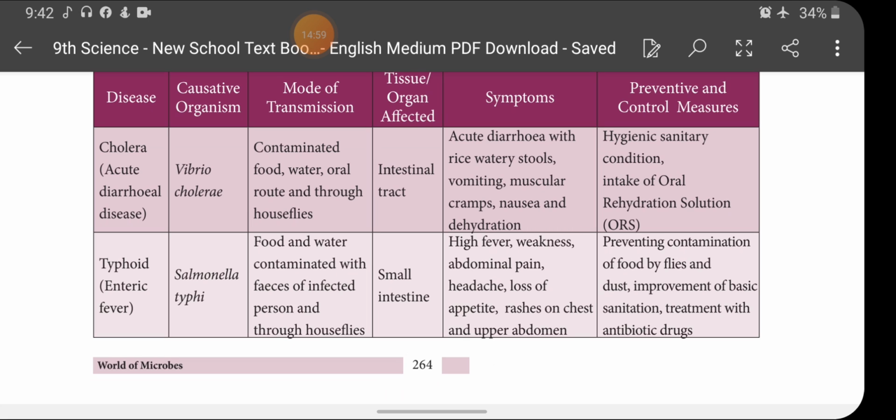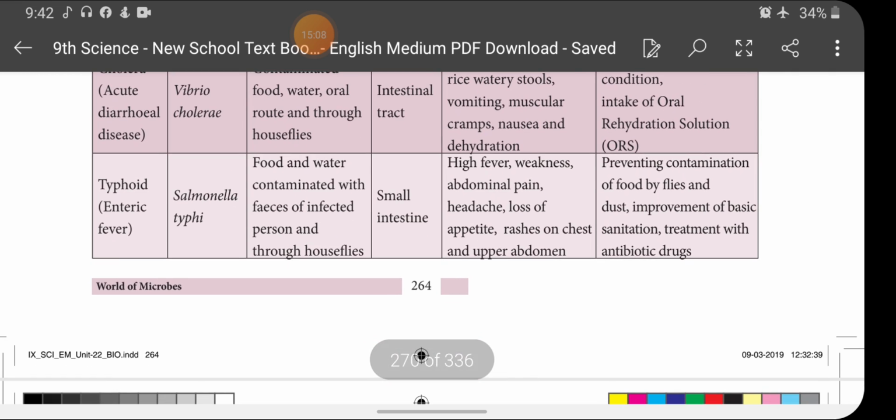So to balance that, oral rehydration solution should be given to the patient. Next one is typhoid. It is an endemic fever. Typhoid is caused by Salmonella typhi, and its mode of transmission is food and water contaminated with feces of an infected person and through house flies.